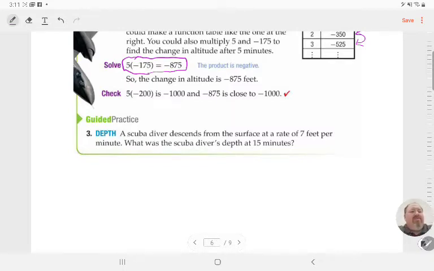So if we have 7 feet per minute, and they want to know after 15 minutes, then we're going down, so it's a negative 7. And we multiply that times 15 minutes, times negative 7. Our answer is going to be negative, and it'll be 105 feet. So negative 105 feet. Okay?